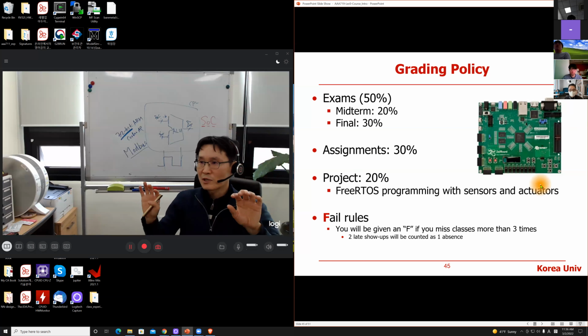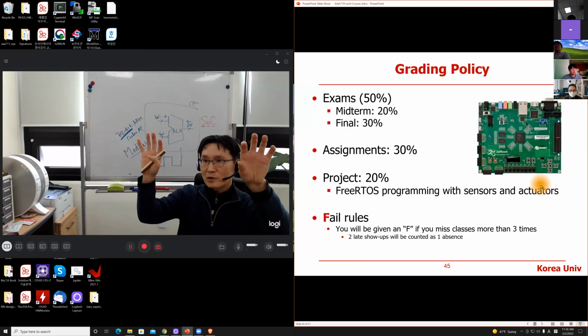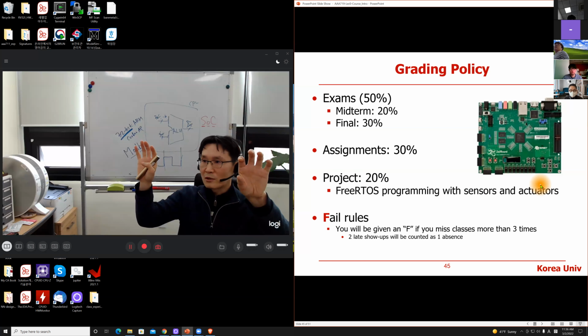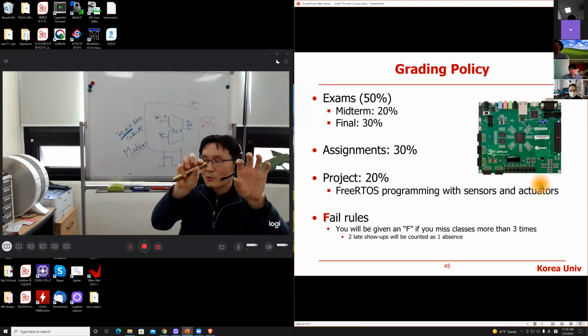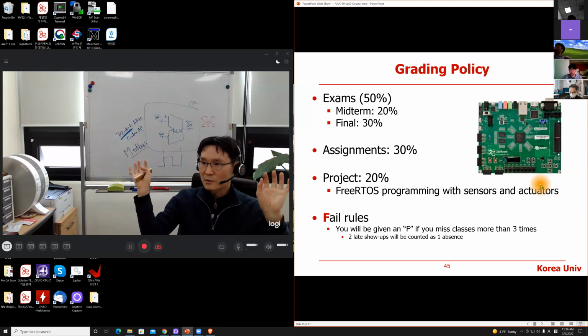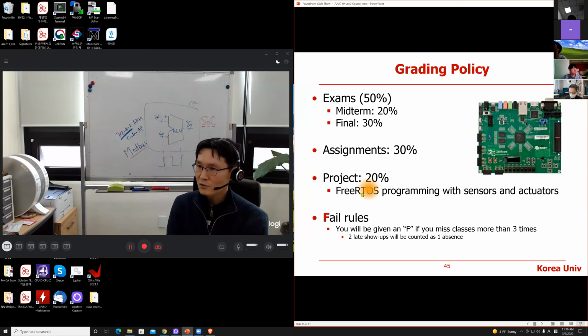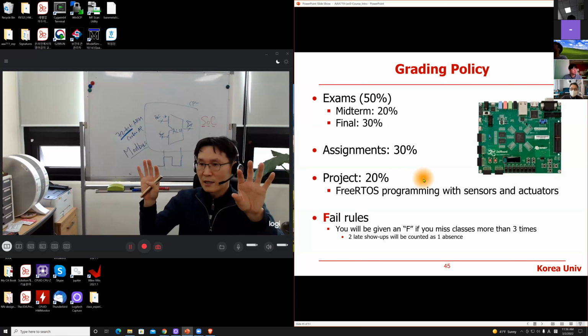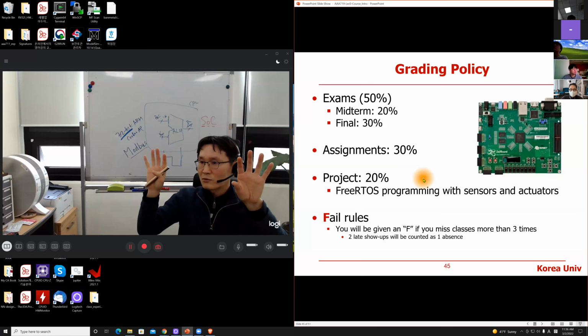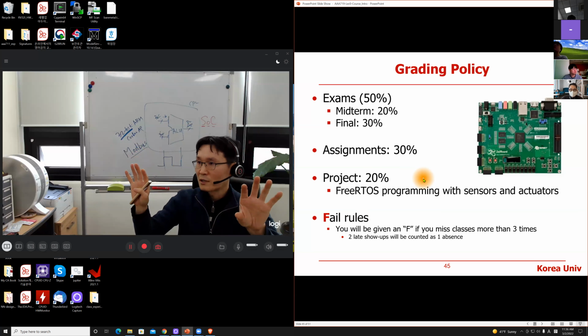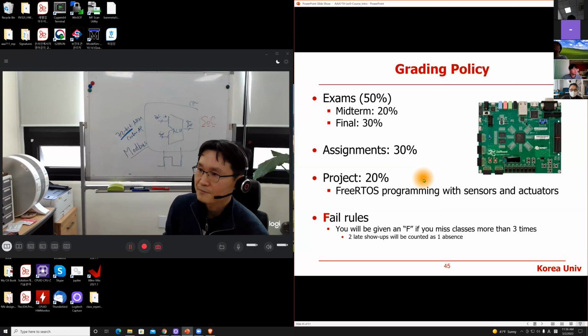But because we are using an operating system, the two tasks should communicate with each other through some what? Mailbox or queue or something else. So you have to study FreeRTOS yourself, then figure out how to write the program, how to create tasks, and how to make these two tasks communicate with each other. Okay, that is the class project. That is for today. Anything you want to ask?